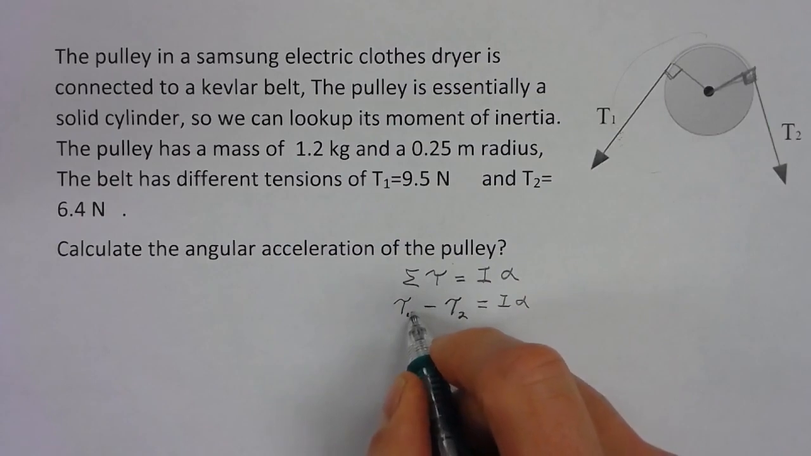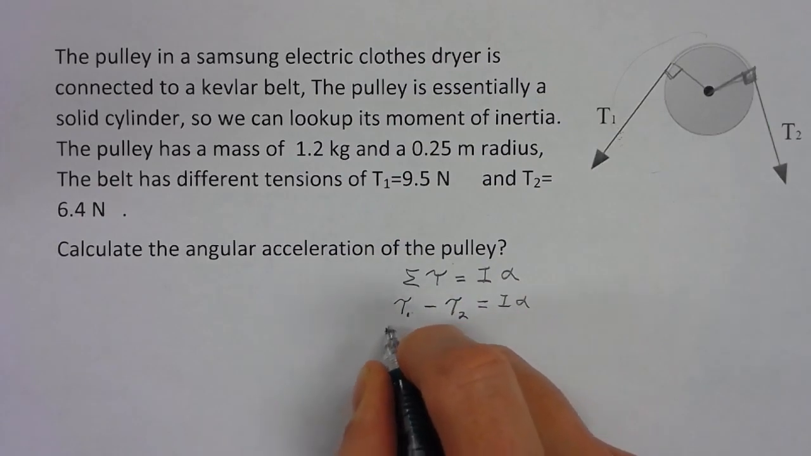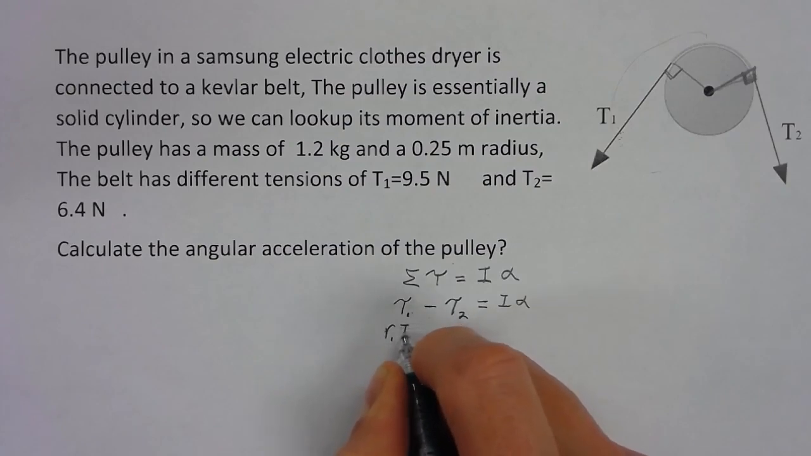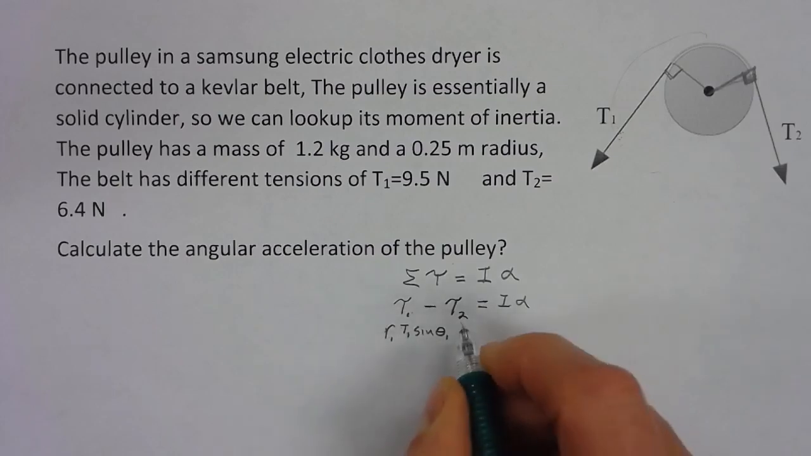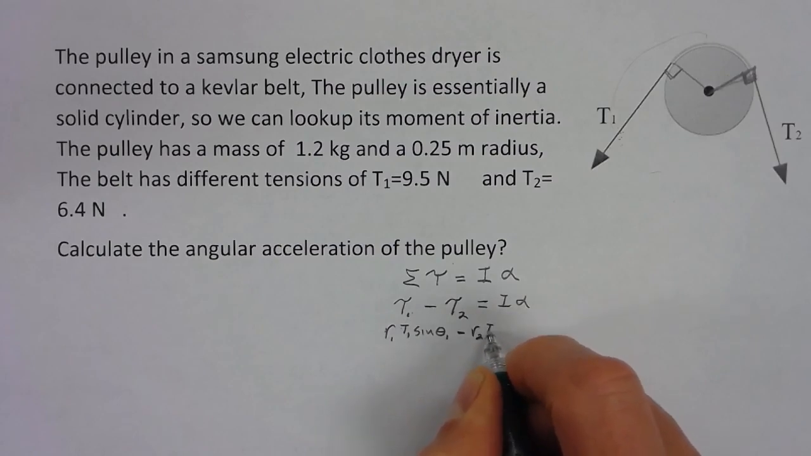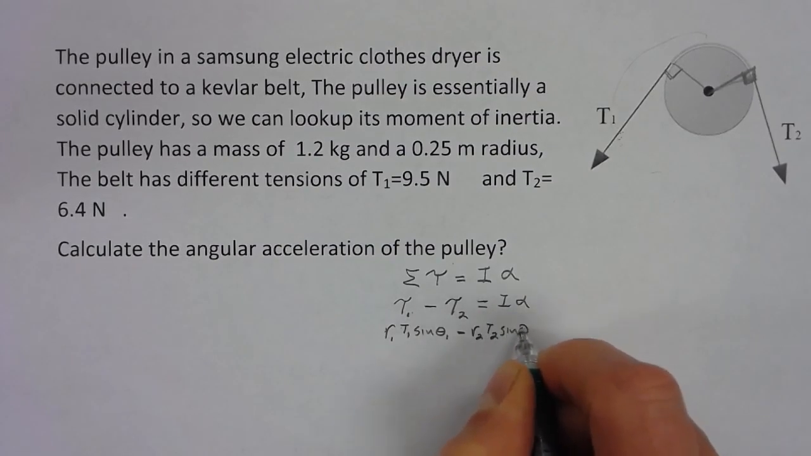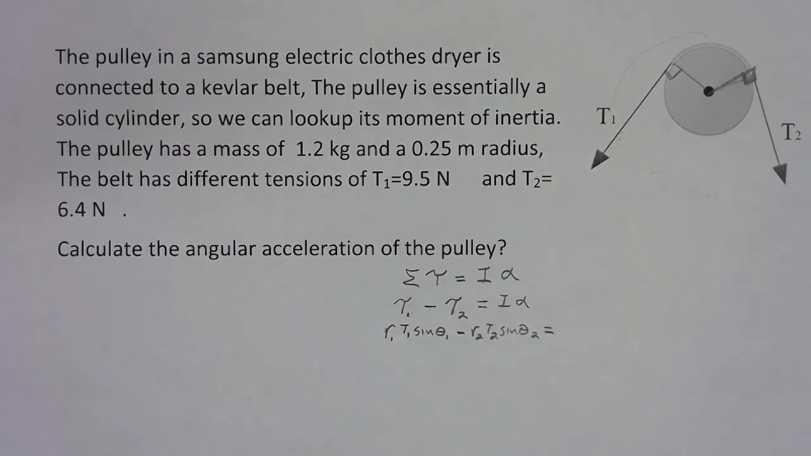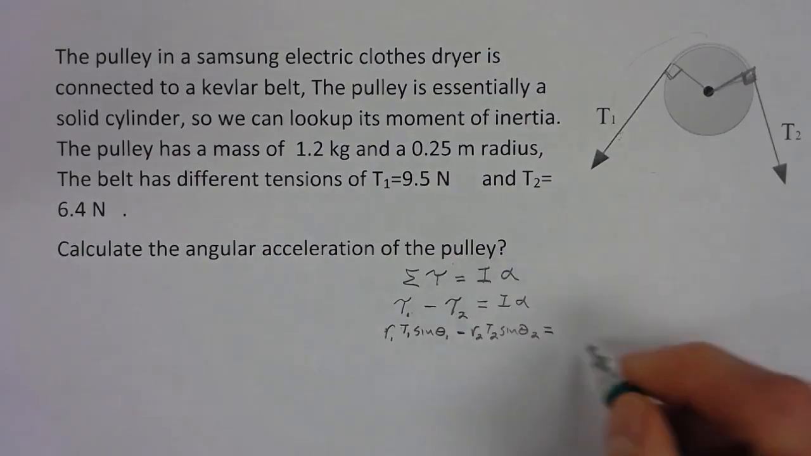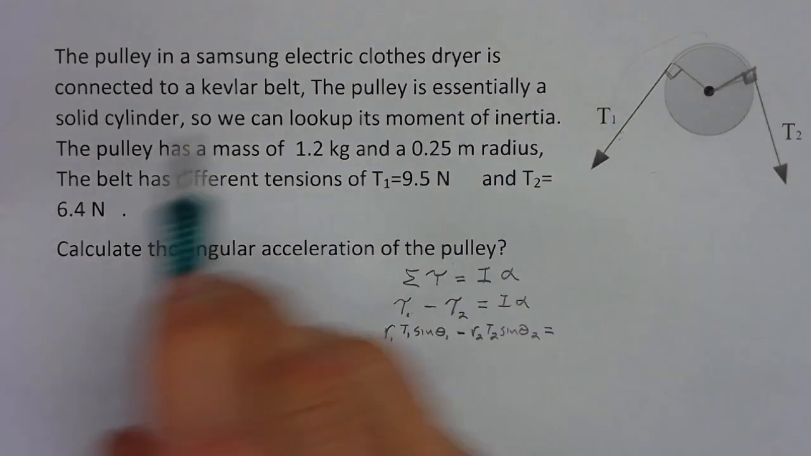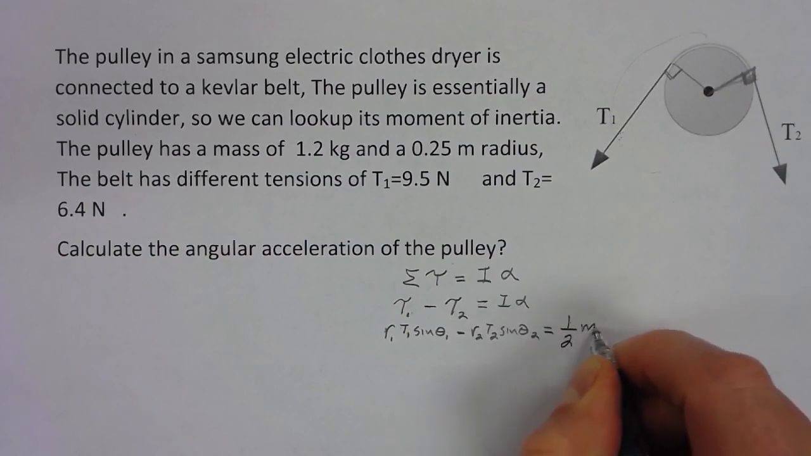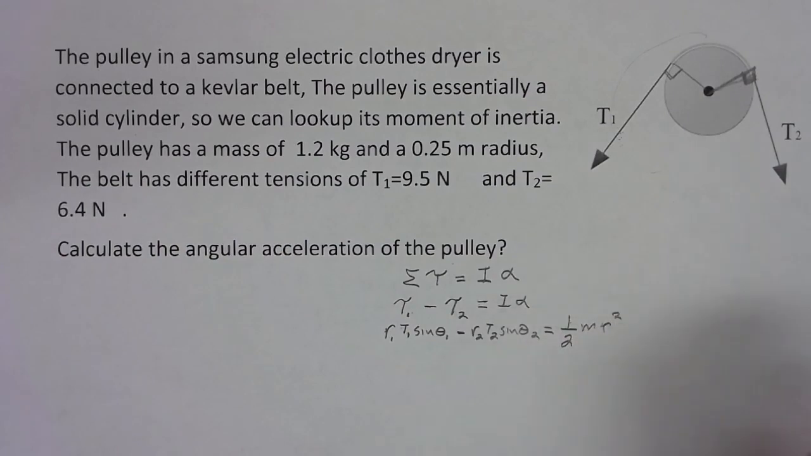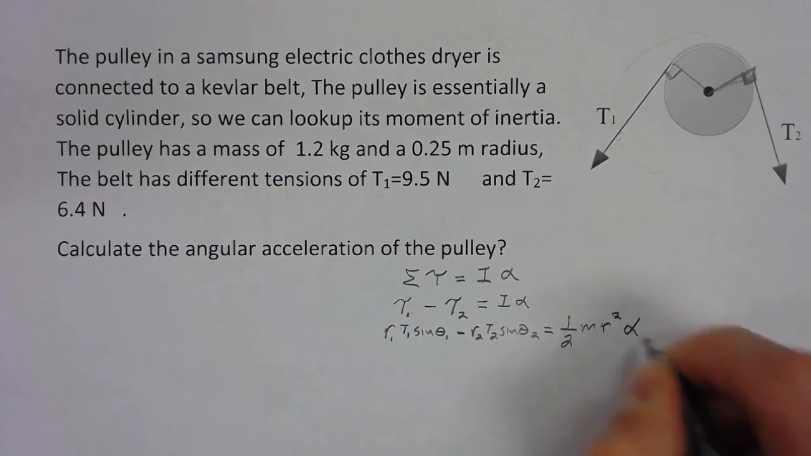So what are these torques? Well, torque is the radius 1, tension 1, the sine of the angle between radius 1 and tension 1. Subtract from that the radius for number 2, tension number 2, the sine of the angle for number 2. And that's going to equal our rotational inertia. If we look up a solid disk or a solid cylinder, we'll find that its inertia is 1/2 its mass times its radius squared. And then that is multiplied by alpha.